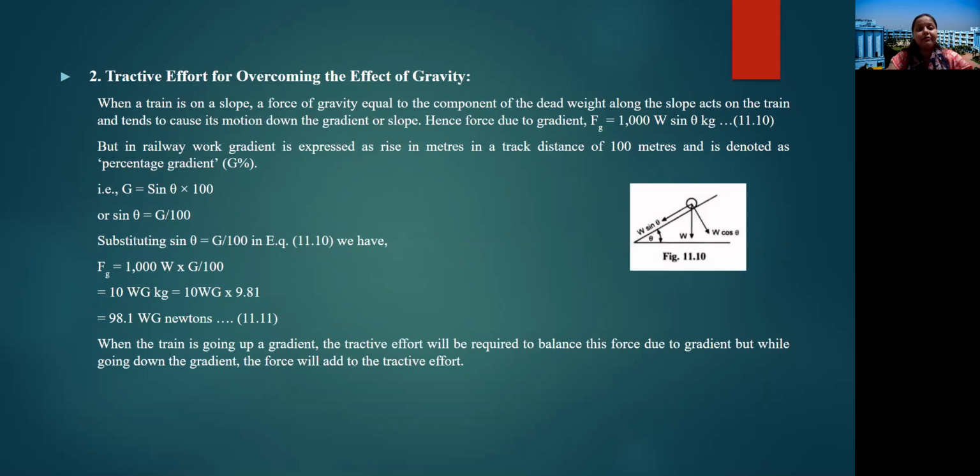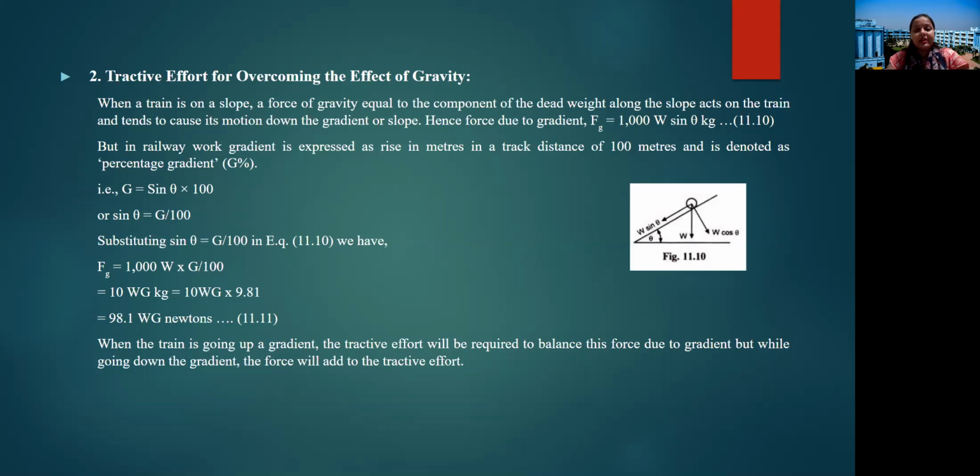Next, tractive effort for overcoming the effect of gravity. When a train is on a slope, as we can see in the picture, a force of gravity equal to the component of dead weight along the slope acts on the train and tends to cause its motion down the gradient or slope. Hence, the force due to gradient will be 1000 W sin theta kg. But in railway work, gradient is expressed as rise in meters in a track distance of 100 meters and is denoted by percentage gradient.